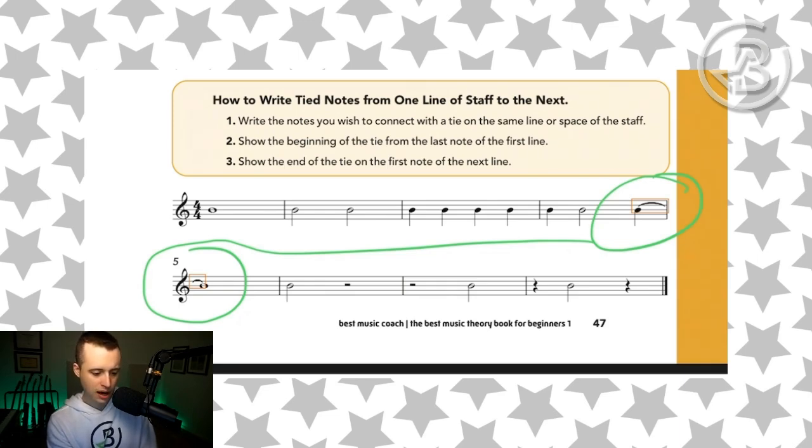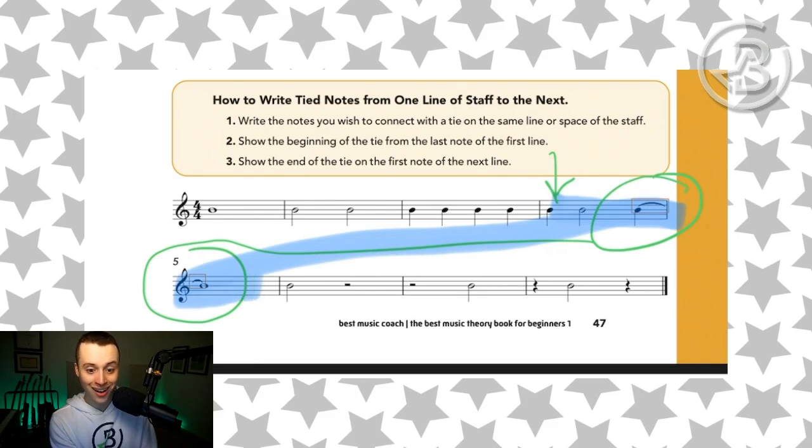So if I were to ta, I'm going to start tawing right here for measure 4. That's going to be 1, 2, 3, 4. Ta, ta, ta, ta. So you can see that that ta starts here in measure 4, but it carries on for an additional 4 beats or 4 counts in measure 5.